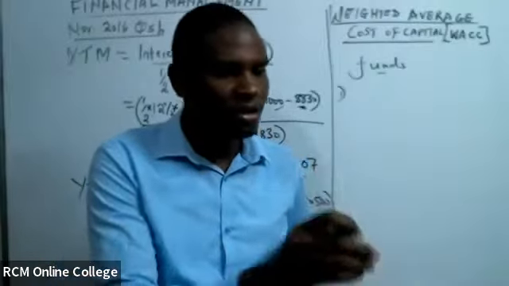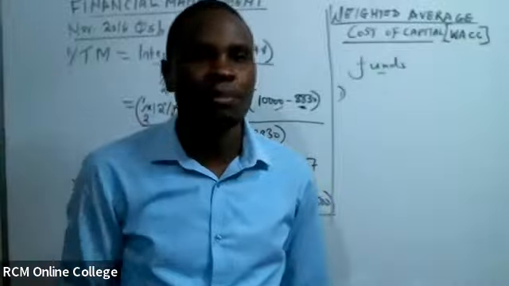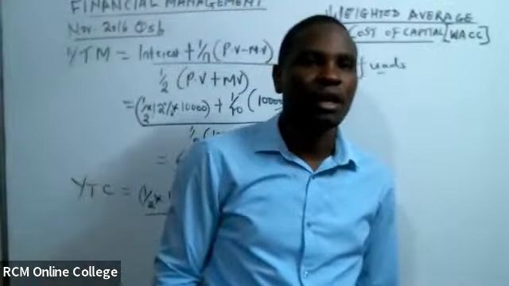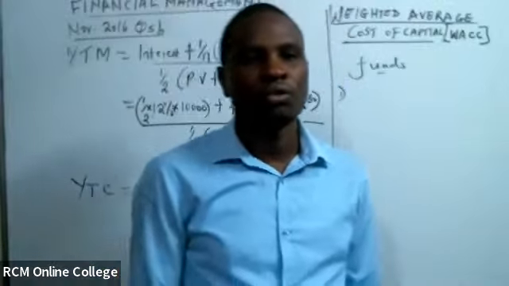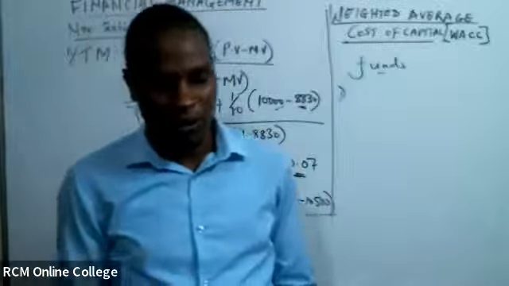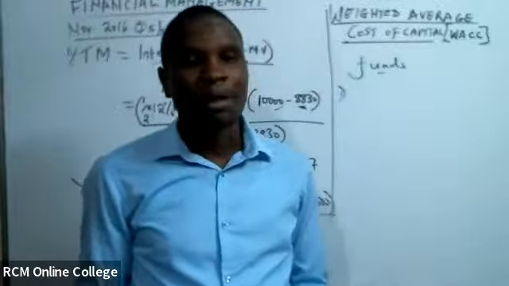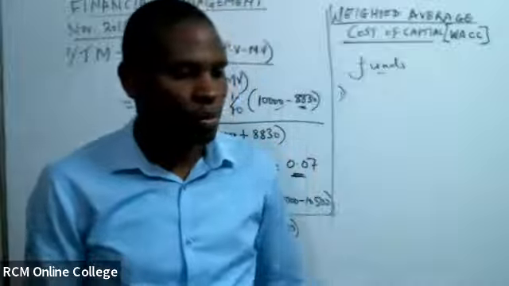So you can say KE, KD, and KP. Those are the costs of capital that we shall be dealing with. So the first thing is to calculate the component cost of capital. Number 2, calculate the weight or proportion.